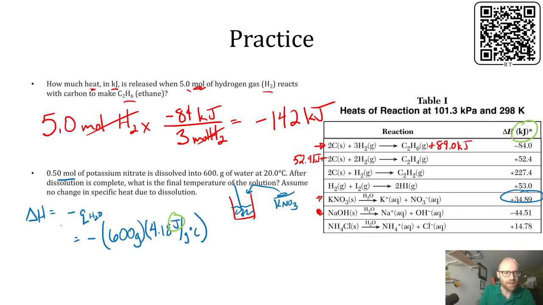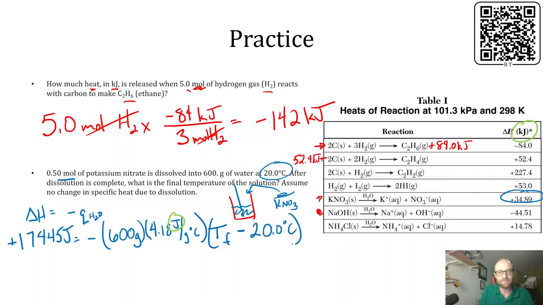But that would come out to be 17,445 joules once we divide by 2 and then multiply by 1,000. That is a positive because it's positive listed over there. And then finally, our delta T. Now, our delta T is always going to be final minus initial. We don't know what the final temperature is, but we're going to be subtracting our 20.0 degrees Celsius from that.